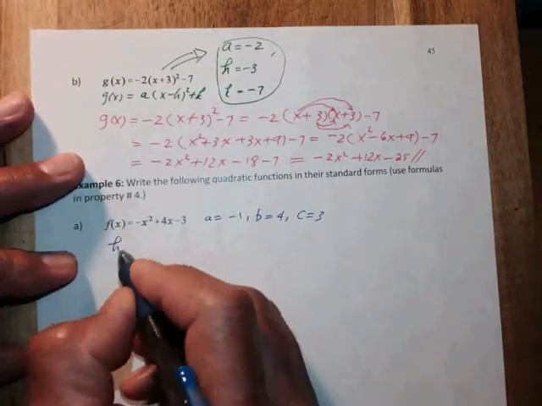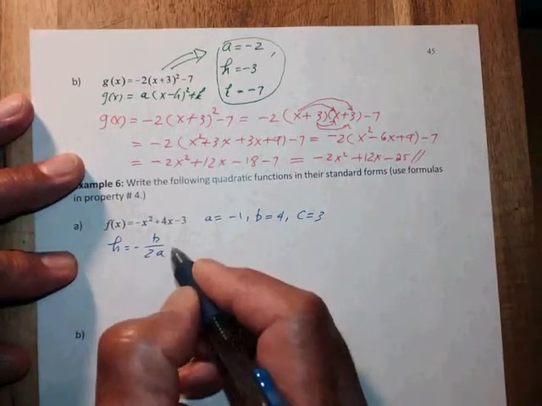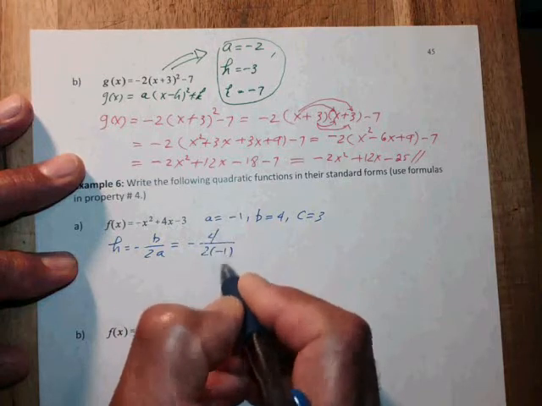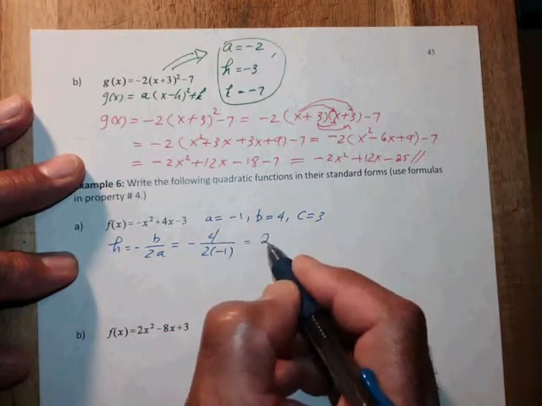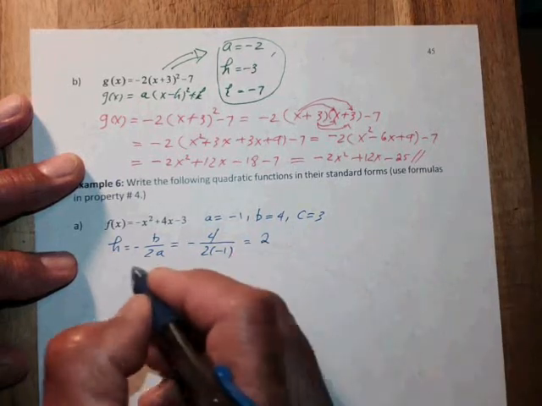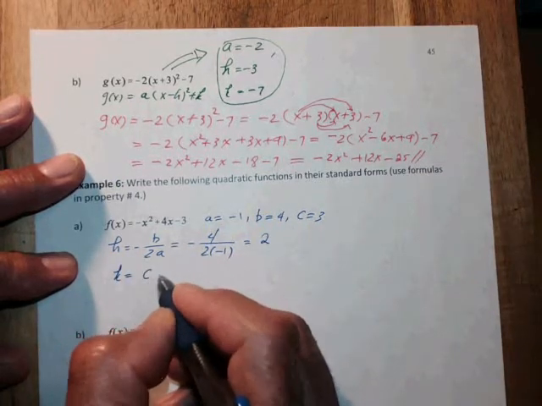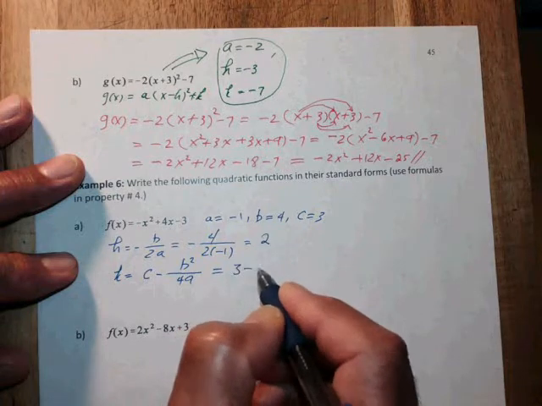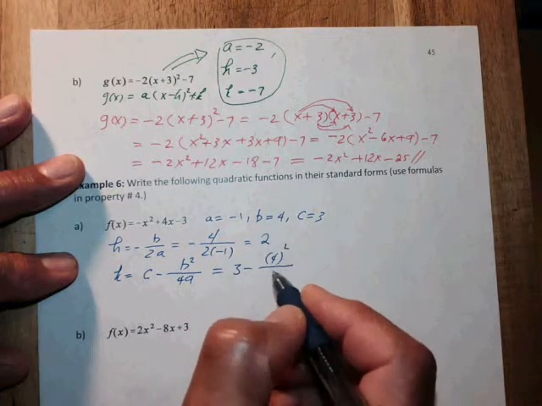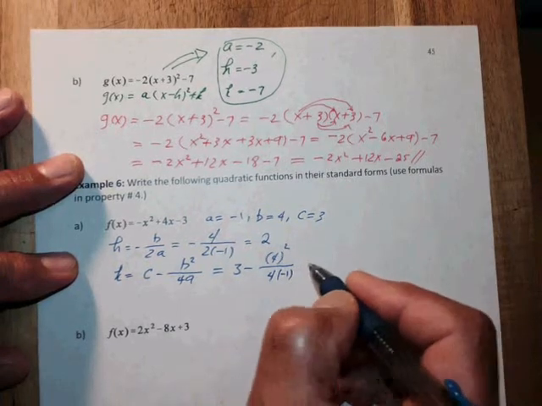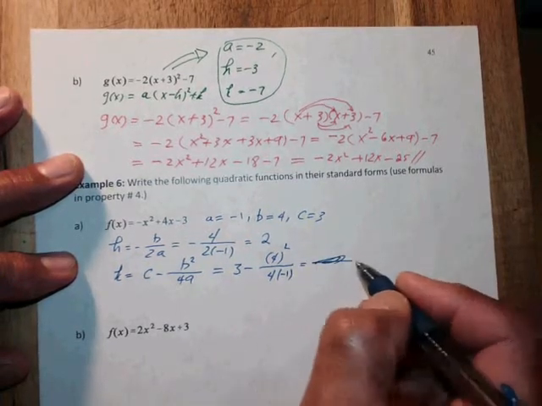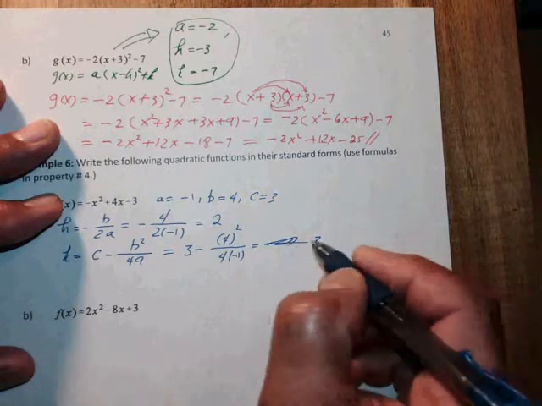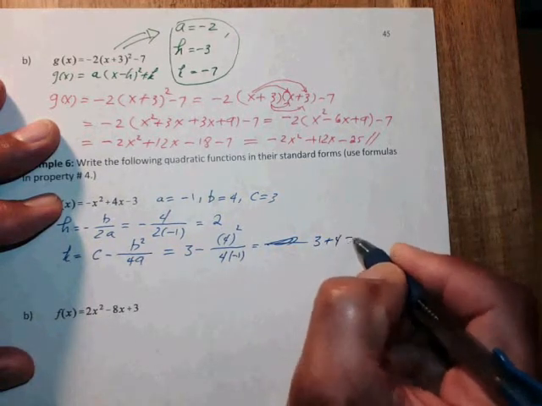So h is minus b over 2a, and this is equal to minus 4 over 2 times minus 1, so you get 2. k is c minus b squared over 4a. c is 3, minus b, 4, squared over 4a, negative 1 for a, so you get 3, then minus and minus, we get plus, 16 over 4, you get plus 4, so you get 7.